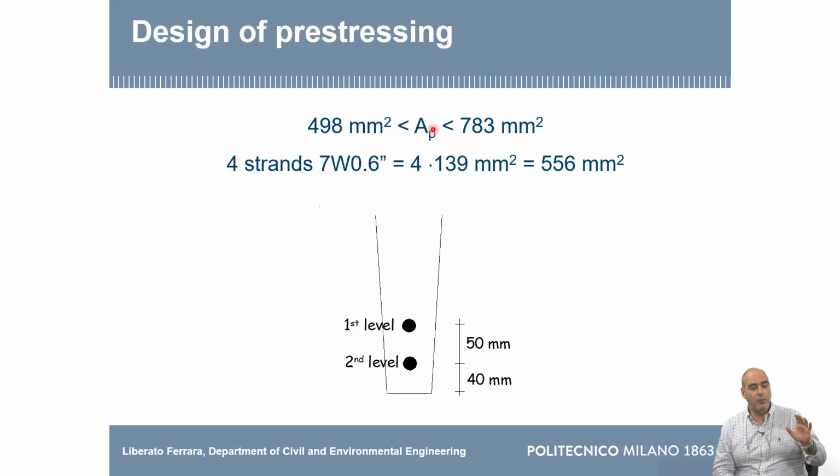We have said, okay, we will use 0.6 inch 7-wire tendons. You go to the technical fact sheets and you realize that the area of that tendon is 139 square millimeters. Just be careful: if you look at the area of a 15 millimeter steel bar, that is 154. So the area of a pre-stressing tendon is not the area of the circle with the same diameter, because it's made of different wires. Remember that always.